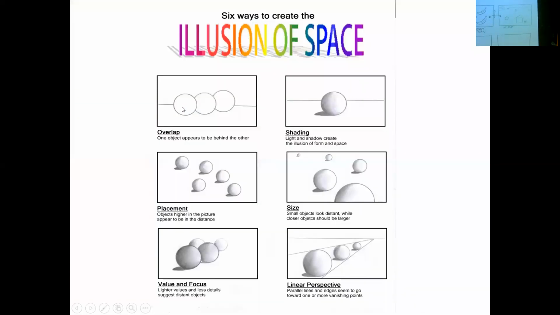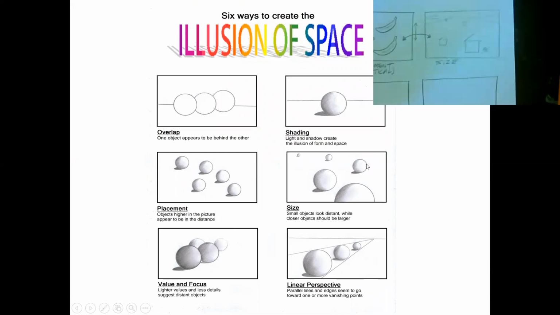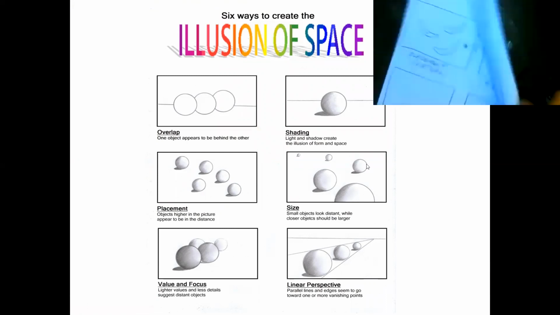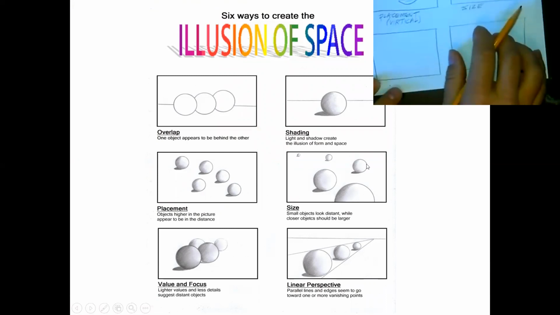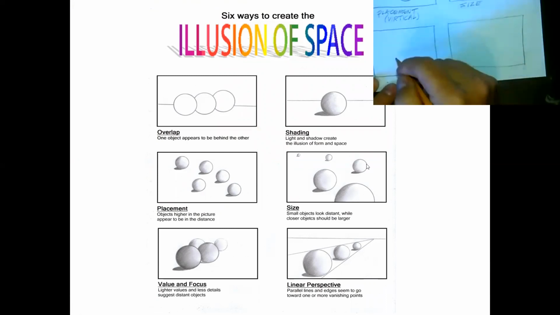So let's back up a little bit here. If we go back to this value and focus one, notice how this one up front is really rich and dark, lots of contrast, and you can see all the detail. And this one in the distance is very light. So let's try to draw something in that box. Let's see here. I think I will draw. What to draw? I'll draw a tree.